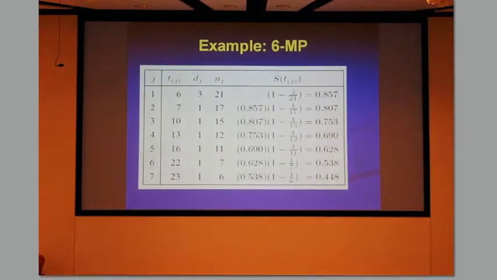So to do the calculation, at the first death time, we have 1 minus the number dying, which is 3, over the number alive, which is 21. So that probability is 0.86. We do the same thing for the second death time and the third death time. And then you multiply these together sequentially to get each of the successive survival probabilities. So it starts at 86% and it goes down to 81, 75, 69, down to 45%.